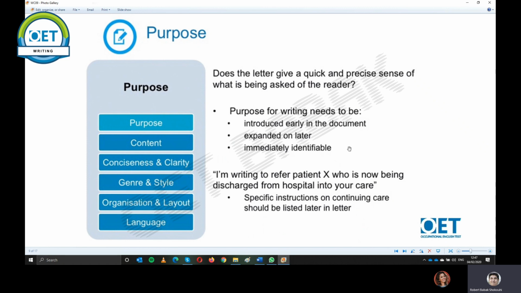It's not important to say which date he or she is discharged, for example, being discharged today. Something which is obvious, we don't need to say. Any problem here? No, thank you.